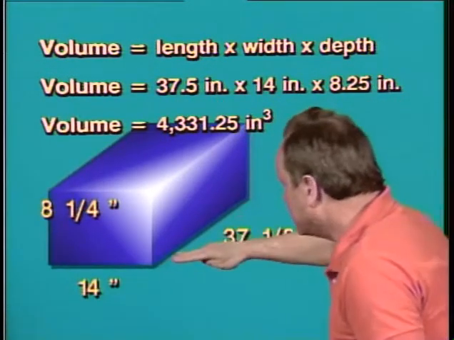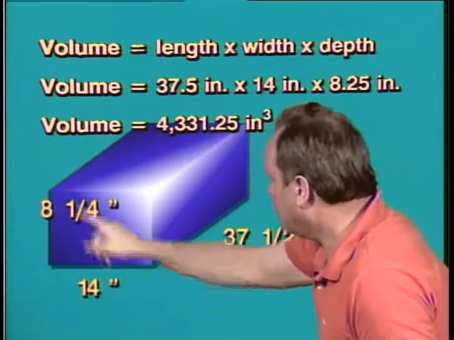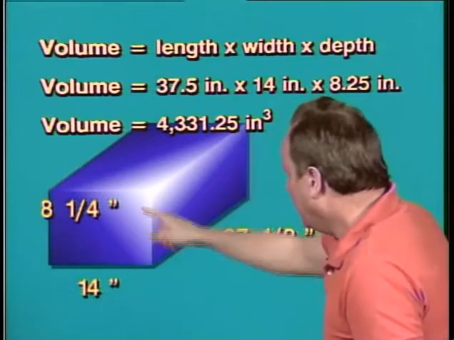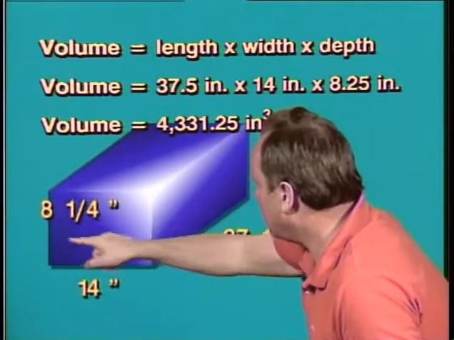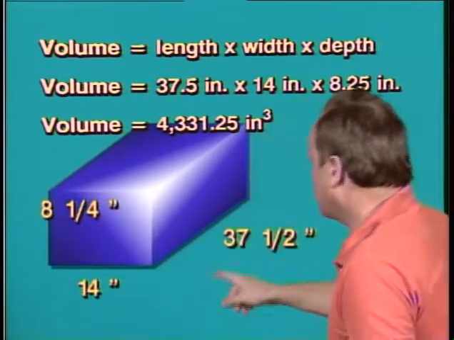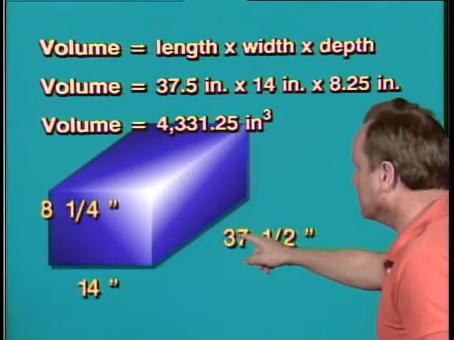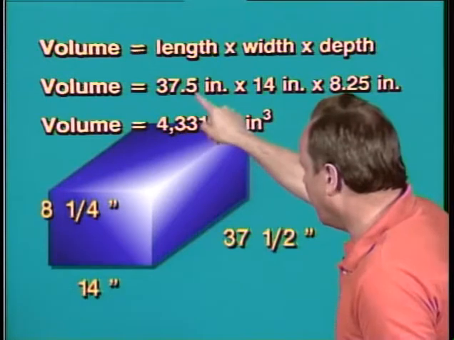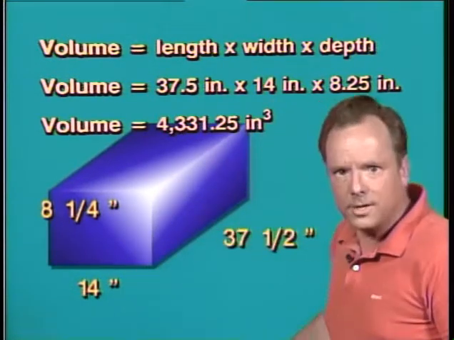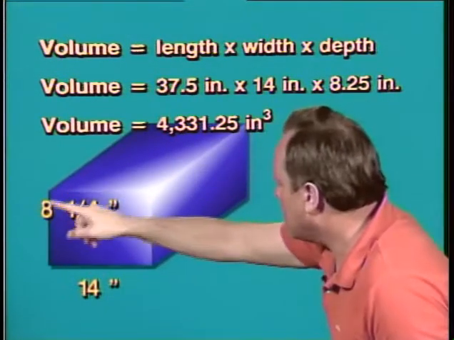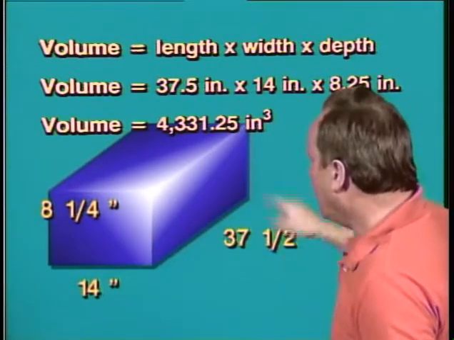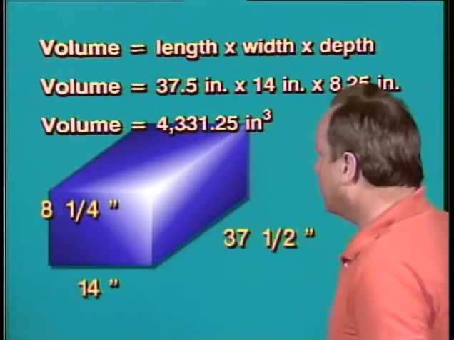There they are. 37.5 this way times 14 times, actually it's 8 1/4. I said 8.5. I lied about that. It's 8 1/4. And so they're going to give it to you as 8 1/4 inches, and they're going to give it to you as 37.5 inches. To make it easy, they're going to give you 14, so that's easy enough. Translate the 8 1/4 to 8.25, like so. See there?